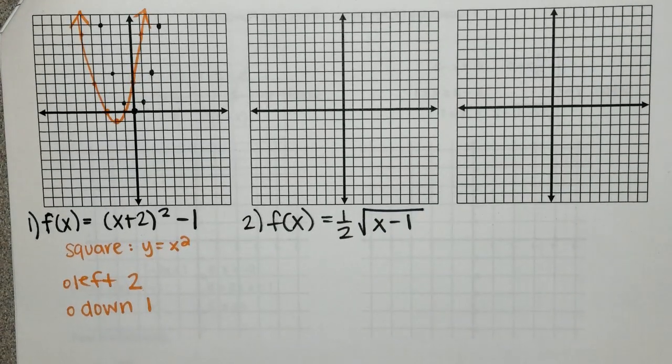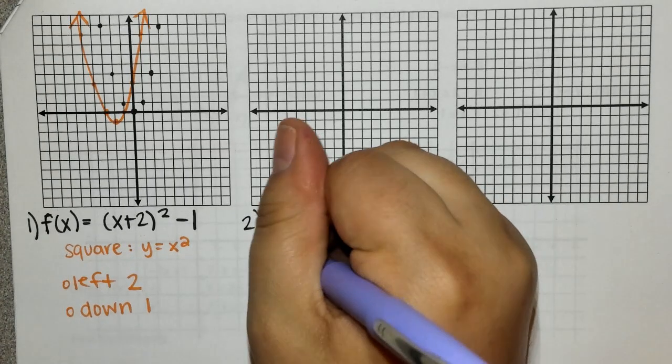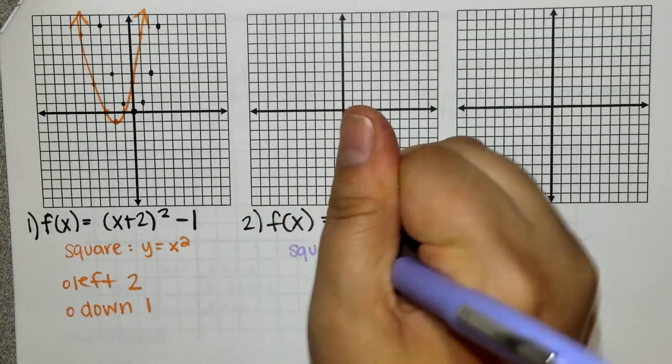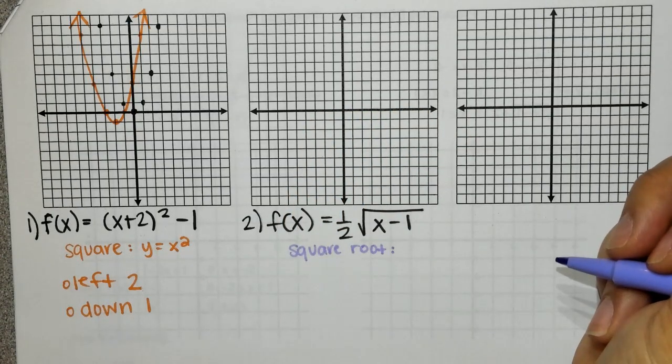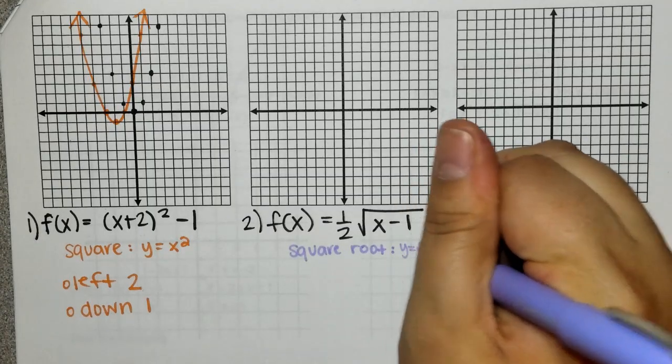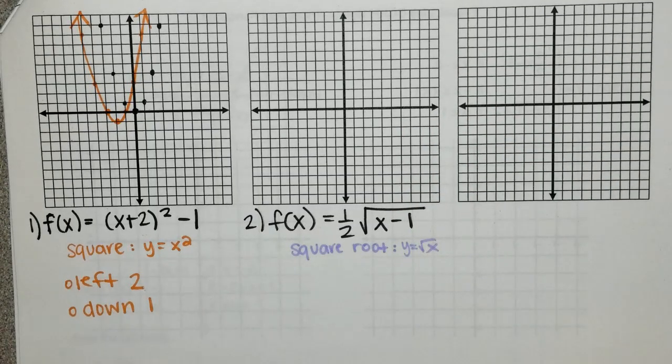f of x equals 1/2 the square root of x minus 1. What function is this? It is the square root function, which is the parent function, y equals the square root of x.